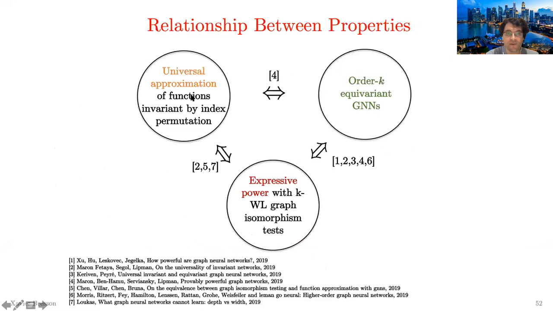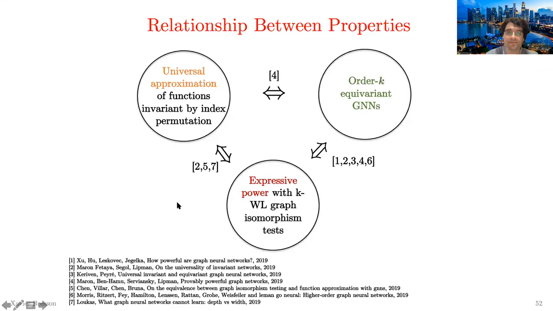If you have universal approximation, it means that you are also able to solve the WL graph isomorphism. And for this, you need a k-equivariant GNN of order k for the order k of the WL test.